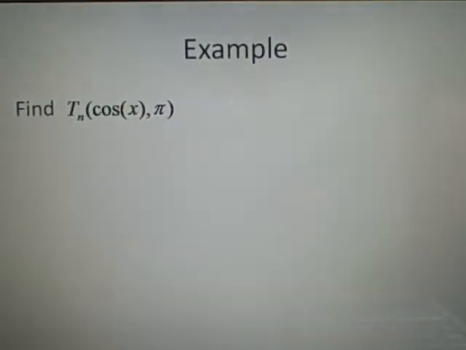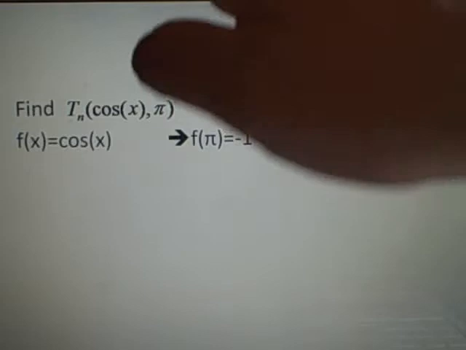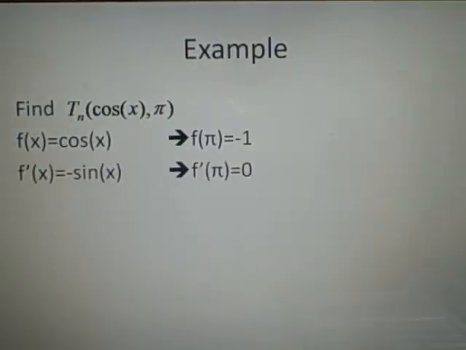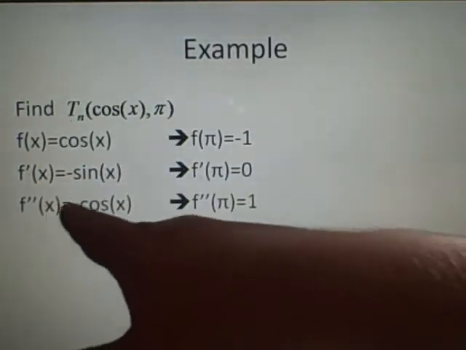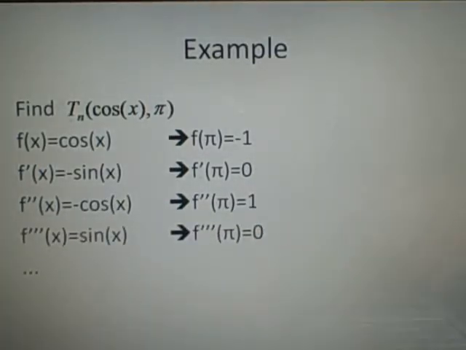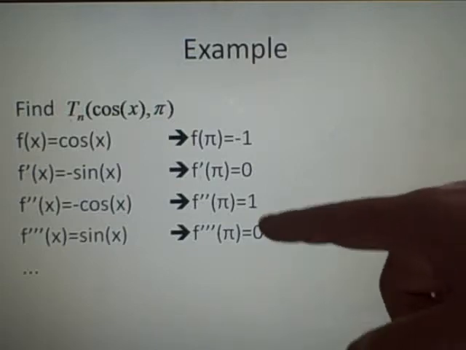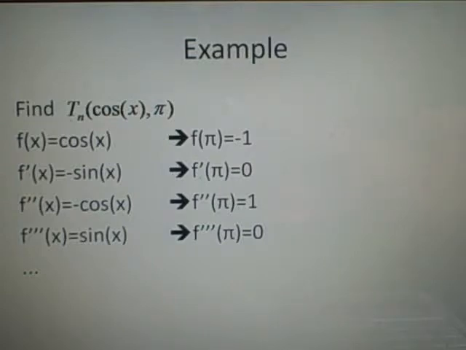So we have cosine x as our function, and pi this time as the point at which we want to evaluate everything. So the first one, we have cosine x, f of pi is minus 1. Now we're not going to do this for all of them because there's n, but we're just trying to look for a pattern. So here we have minus sine x, and that's 0, minus cos x, which is 1 this time, instead of minus 1, and it'll go to 0, and then there'll be a pattern, so next it'll go to minus 1, then 0, then 1, then 0, then minus 1, and so on.